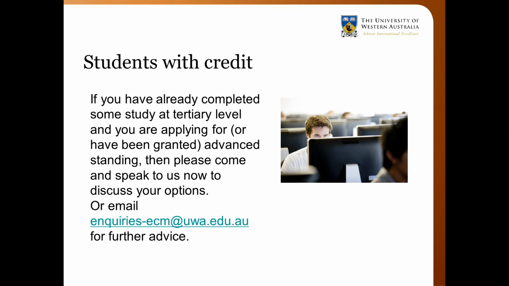If you've already completed tertiary study somewhere else and you're applying for or have been granted advanced standing, you can come and speak to us about your options. If you need to email us, you can make an inquiry to enquiries-ecm@uwa.edu.au and our staff will get back to you with advice on seeking credit.